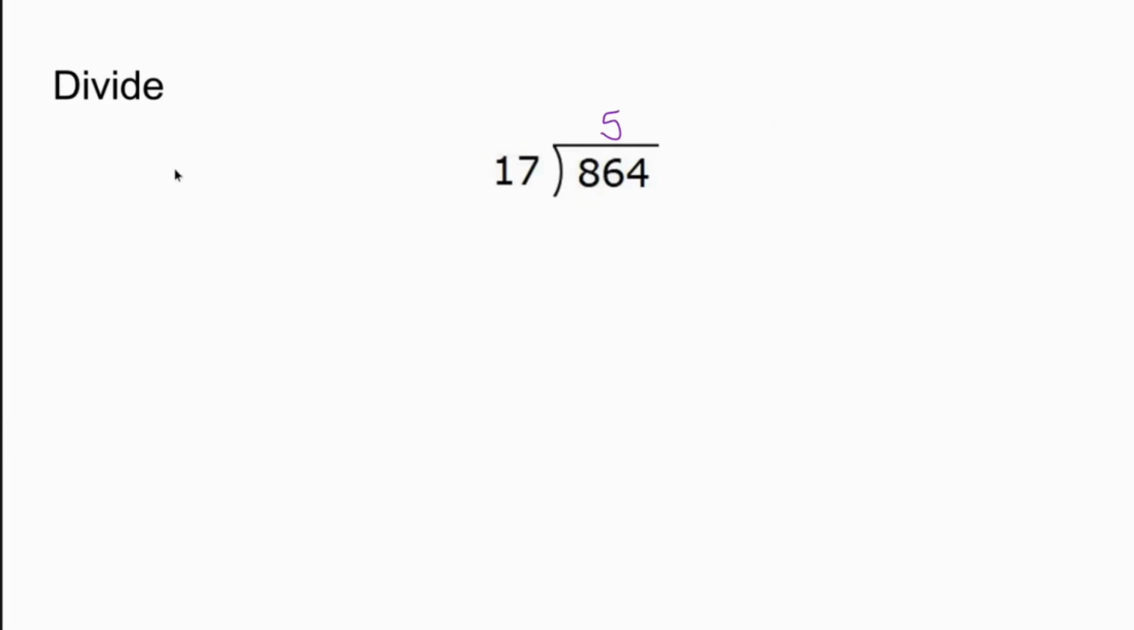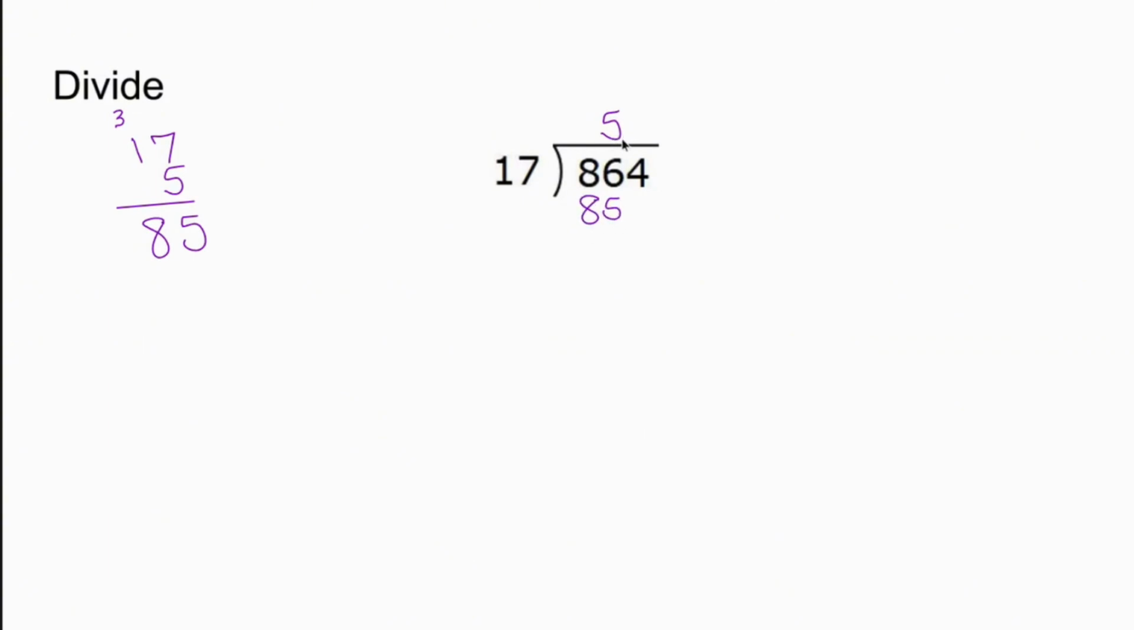Now, if we have to go off to the side and do 5 times 17, there's nothing wrong with that. So I'm going to do that right now. 5 times 7 is 35. So I'm going to write out a 5, carry the 3. 5 times 1 is 5. 5 plus 3 is 8. So I get 85. So we write out 85 underneath.